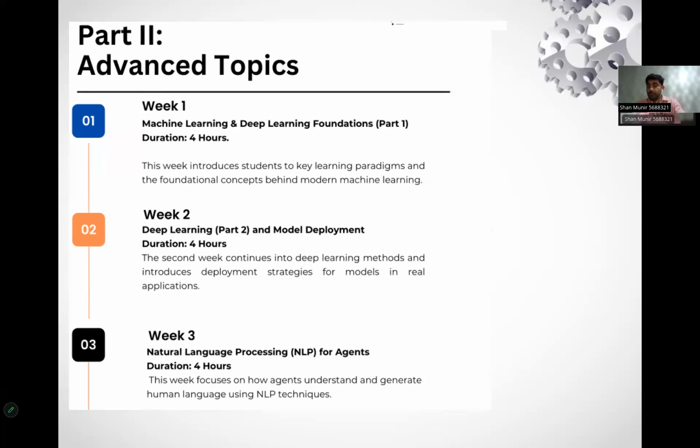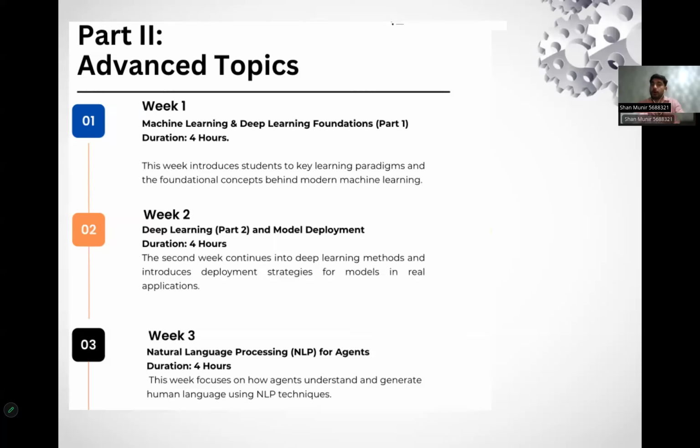deep learning foundational concepts in week 1 of part 2. You will be looking at the key paradigms and foundational concepts behind machine learning. We will be looking at some machine learning models like SVM, regression, logistic regression, and classification. In this week as well, we will be developing some mathematical understanding of these basic models as well.